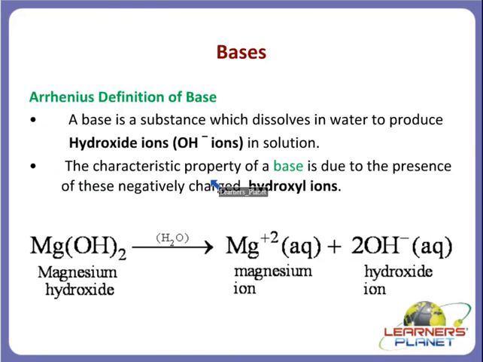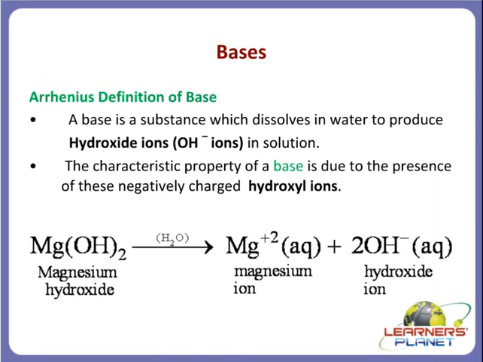The characteristic property of a base is due to the presence of these negatively charged hydroxyl ions. Say for example, magnesium hydroxide is dissolved in water. What we will get? The magnesium ions, that is Mg2+, and the hydroxyl ions. So students, it is because of this hydroxyl ion that a base has its basic property.